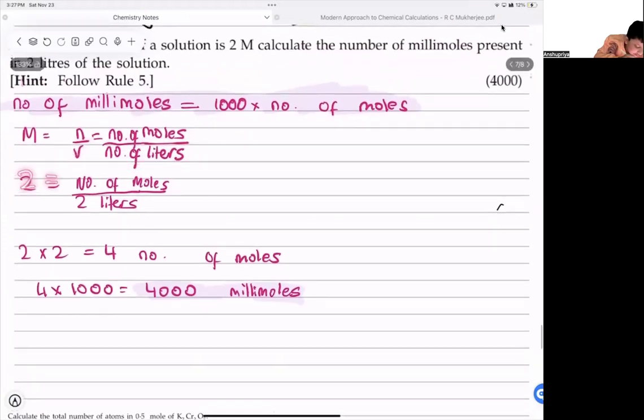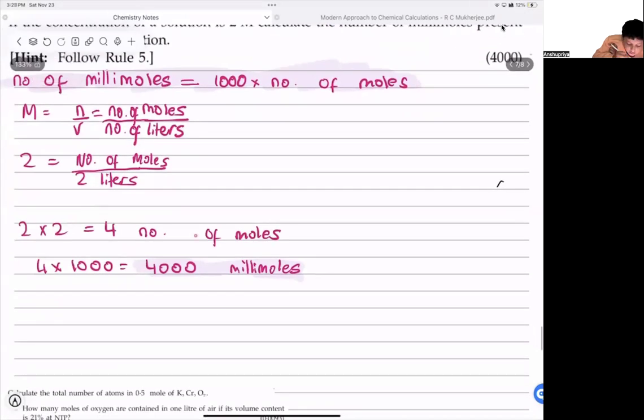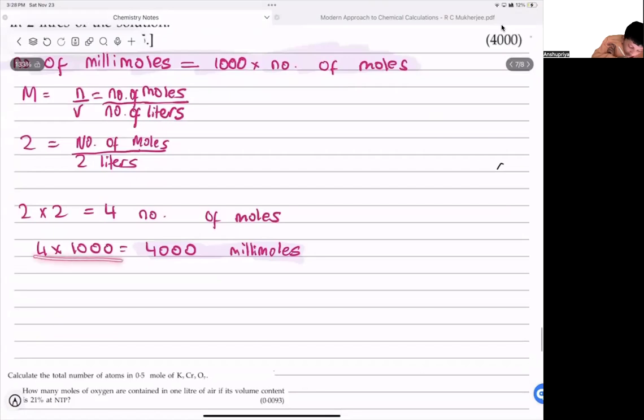So it's given 2 is equal to number of moles upon 2 liters, because it's given 2 liters. So it will be 2 into 2 is equal to 4 moles. Then we will multiply by 1000, so you'll get 4,000 millimoles. There is no life in these questions, but later questions of R.C. Mukherjee get very interesting.